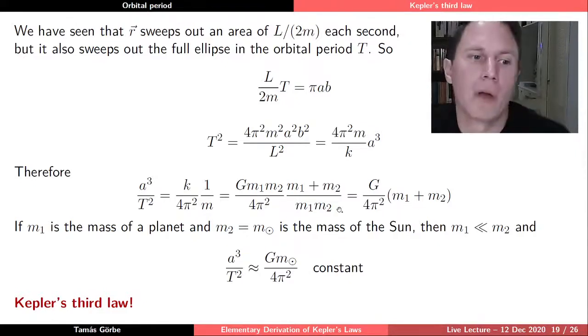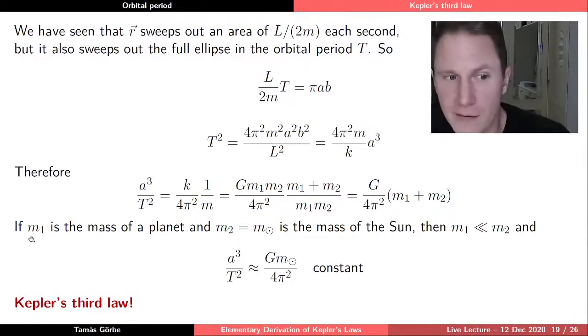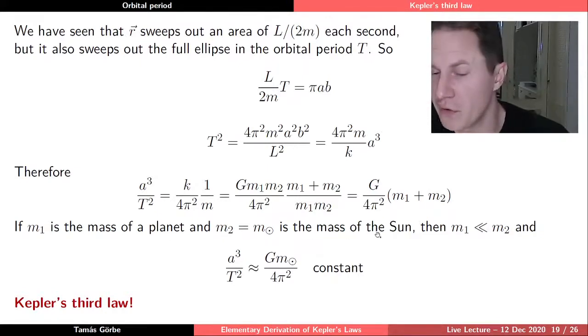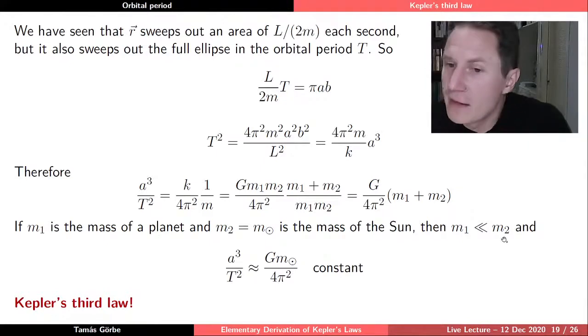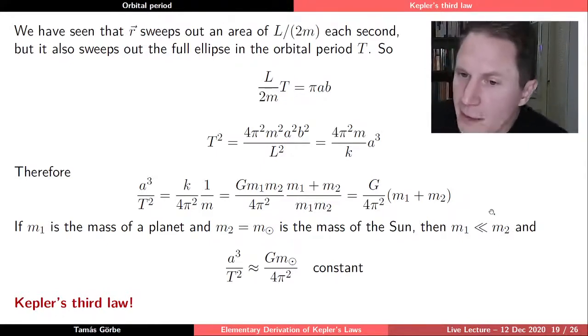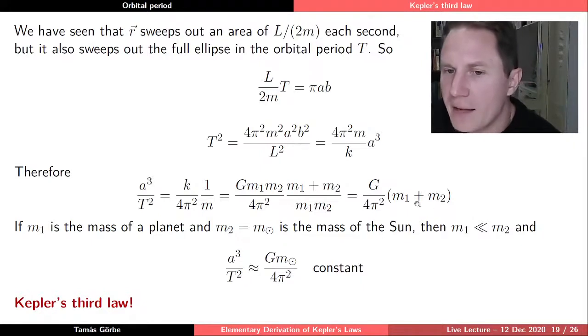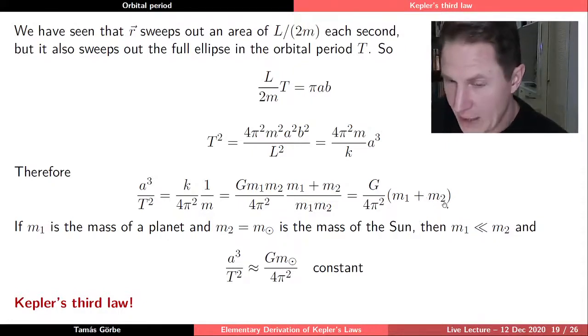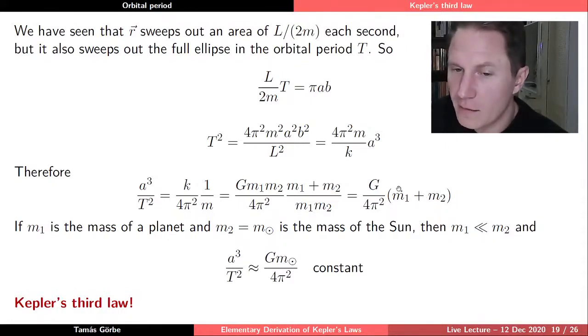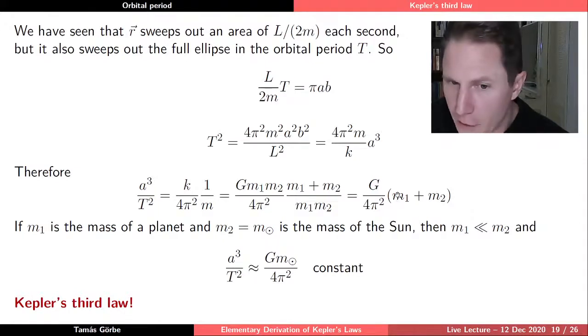And if M1 is the mass of a planet and M2 is the mass of the sun, then we have M2 being much greater than M1. So if we add that tiny bit of mass M1 to this great mass of the sun, it's almost as if we didn't do anything.